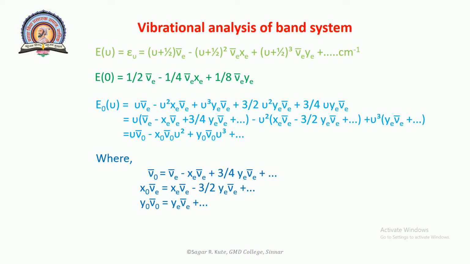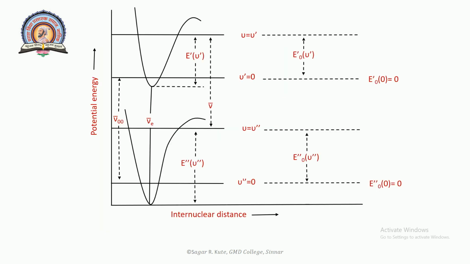In the modified term, the wave number of a spectral line can be written as ν̄(v′, v″) = ν̄00 + E′0(v′) − E″0(v″). This term will be written in the diagram. This diagram is the symbol used in vibrational analysis of band system, where ν̄00 is the wave number of the 0-0 band. To get information from the observed spectrum, the assignment of v′ and v″ values to bands in the band system has to be done first.